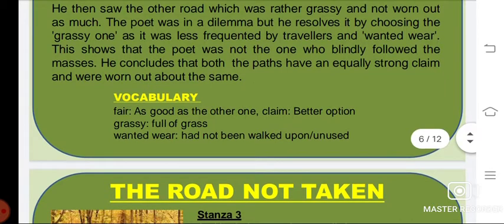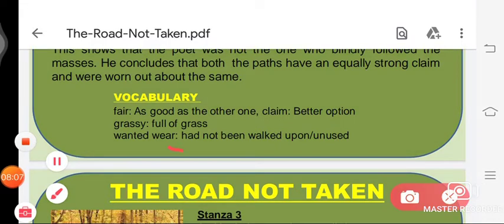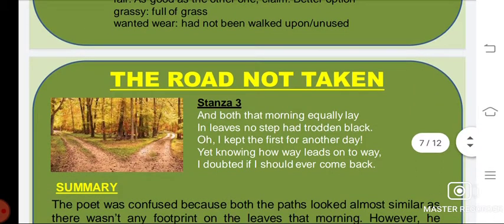Vocabulary: fair, as good as the other one. Claim, better option. Grassy, full of grass. Wanted wear, had not been walked upon, unused. The Road Not Taken, stanza 3.